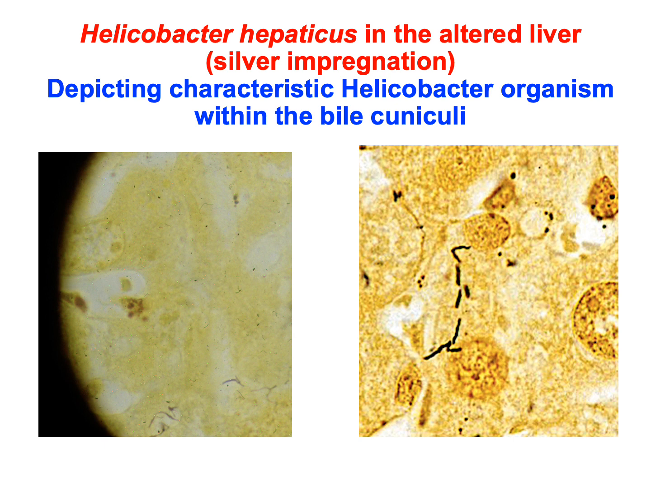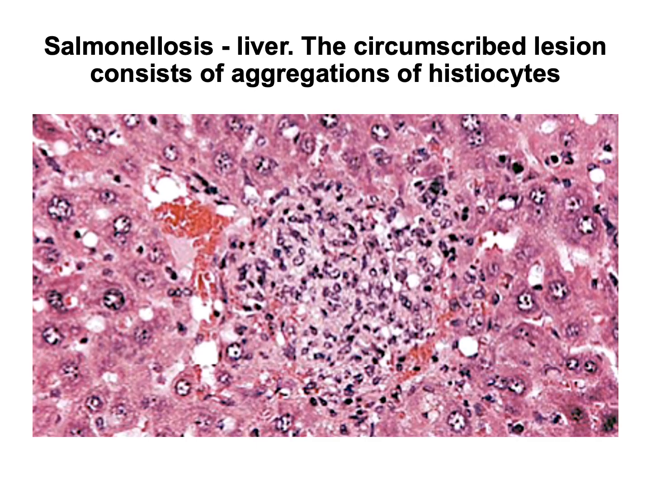The next disease is the salmonellosis of the rodents. In case of septicemia, because it may have another form, in the liver we can also see circumscribed lesions, which consist of aggregations of histiocytes.